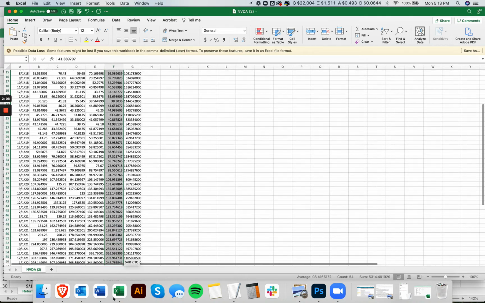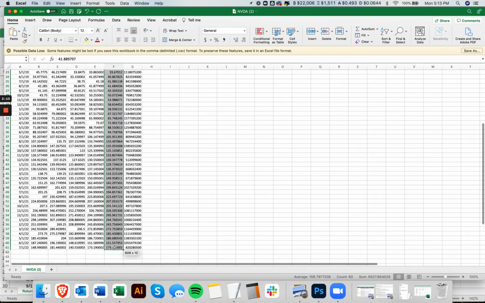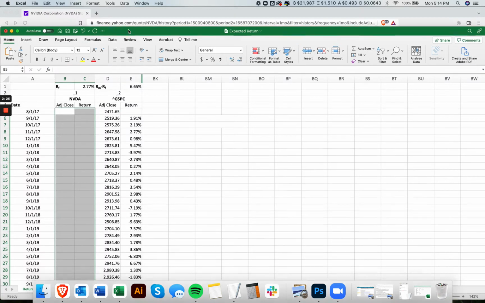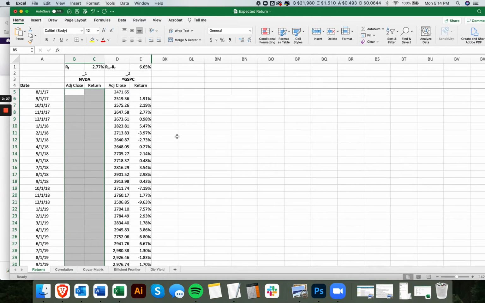So the adjusted close is going to price in information, corporate decisions like dividends, stock splits. It's a more consistent figure when trying to determine historical returns. So we're going to copy that, and then I built a spreadsheet here that I'll kind of walk us through.